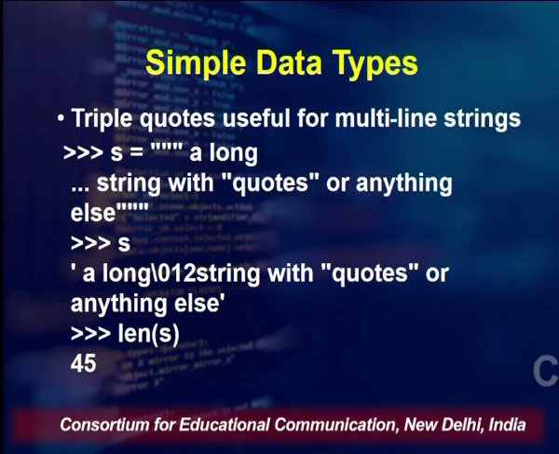So, we know that triple quotes will be useful for multi-line strings. If you say s is equal to triple quotes and then a long string, that can be used for a string continuing in multiple lines. Say if you want to write a paragraph, then you will use the triple quotes. Then you can find out the length of that string using the len function. Using len of s, it is 45 characters. So, for strings spanning multiple lines, you will use the triple quote characters.